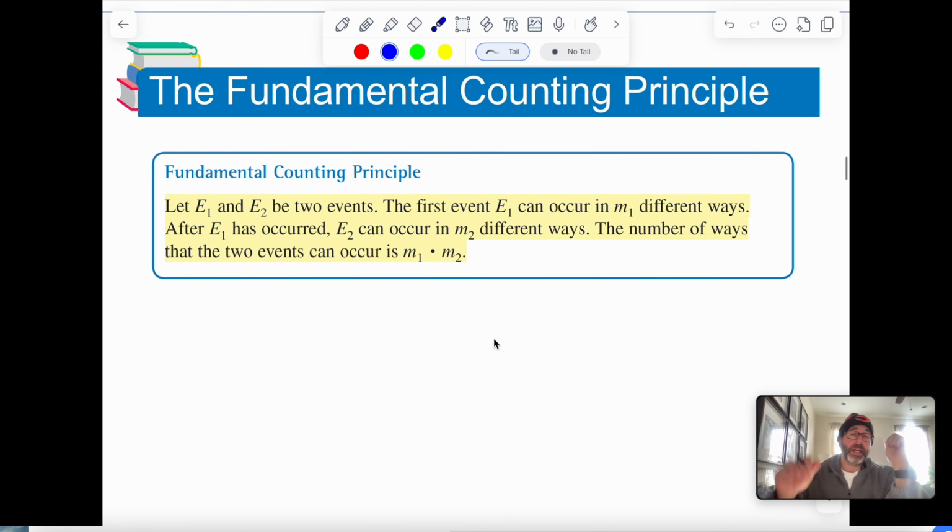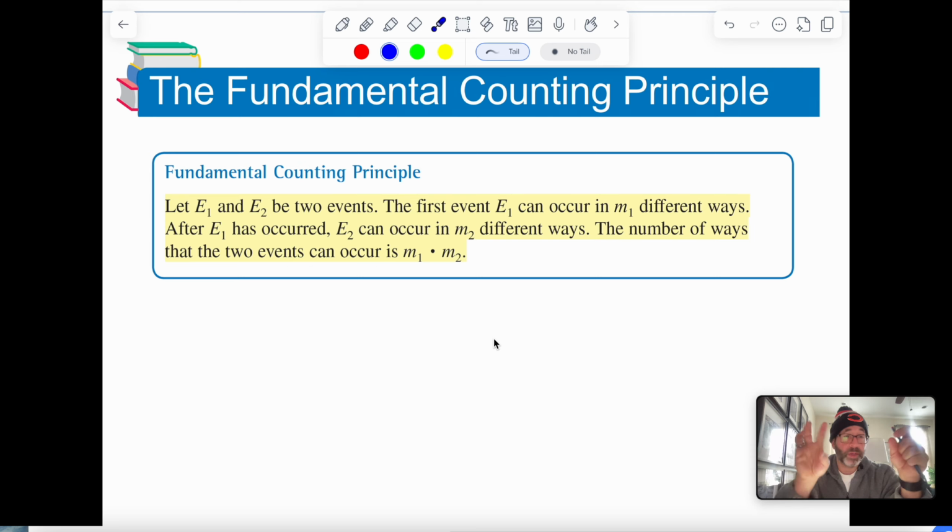So the fundamental counting principle, to summarize the statement right here, says that if I have 2 events, or 3, or 4, or 5, and so on, the number of ways the first event could take place and the number of ways a second event could take place just get multiplied together. So let's say, for example, I'm going to make a sandwich at Subway.